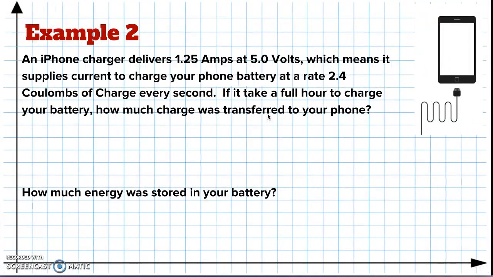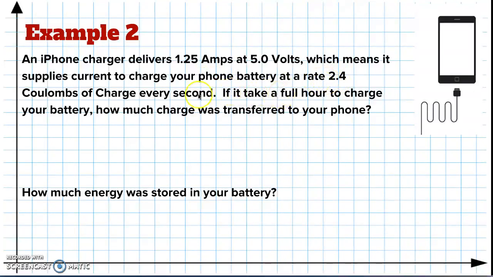Okay, another example, think about your iPhone charger. What you do when you plug it in is you allow current to flow, and that current charges the battery on your phone. A typical iPhone charger delivers about 1.25 amps or 1.25 coulombs of charge every second at 5 volts, and we'll use this in a little bit here. So if you are sending 2.4 coulombs of charge every second, there's a mistake there. That should be 1.25 coulombs of charge every second.